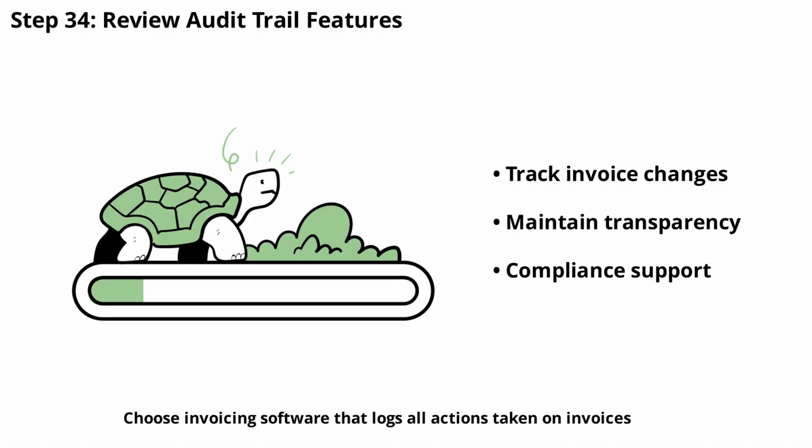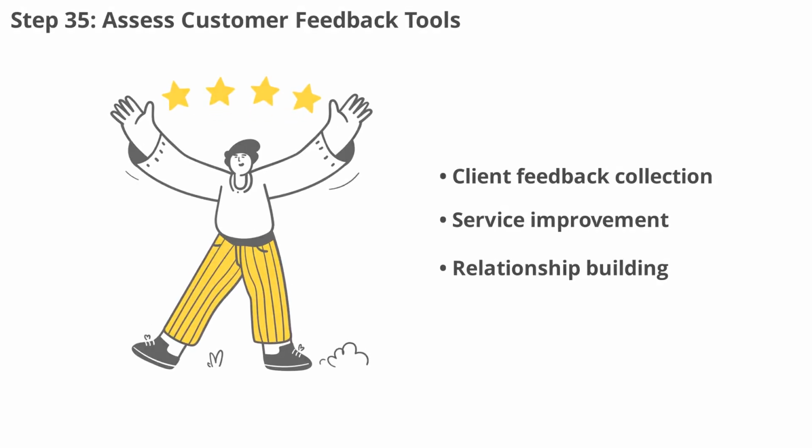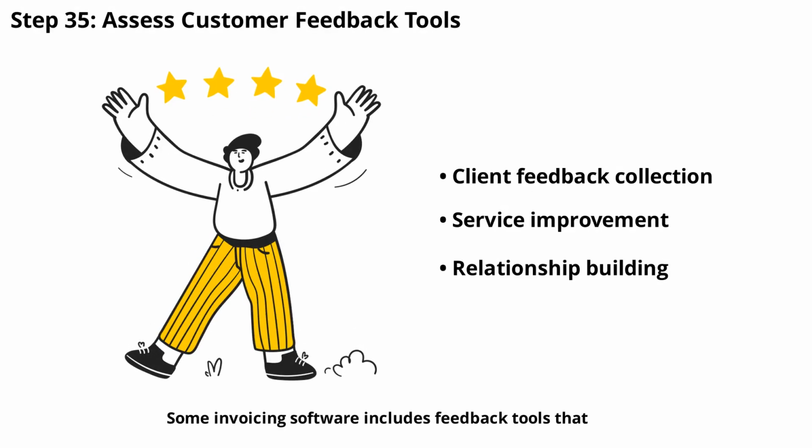An audit trail helps you track changes and maintain transparency. Choose invoicing software that logs all actions taken on invoices, such as edits, approvals, and payments. This feature is especially useful for agencies with multiple users and compliance requirements. Some invoicing software includes feedback tools that let clients rate their experience or leave comments. This can help you improve your services and build stronger client relationships. Consider whether this feature would benefit your agency.